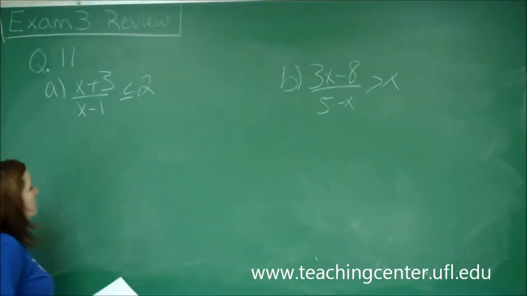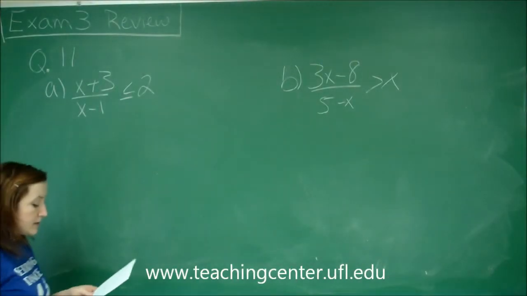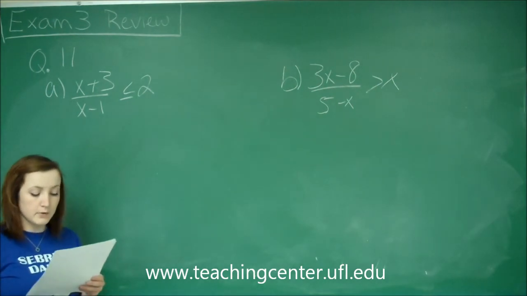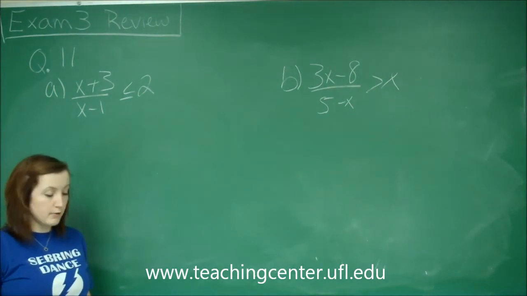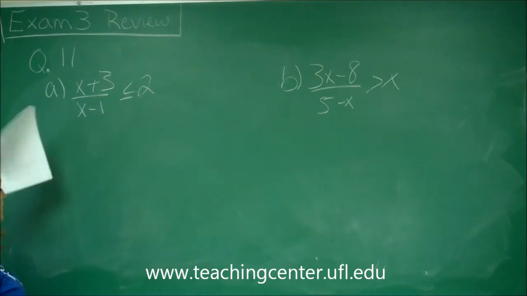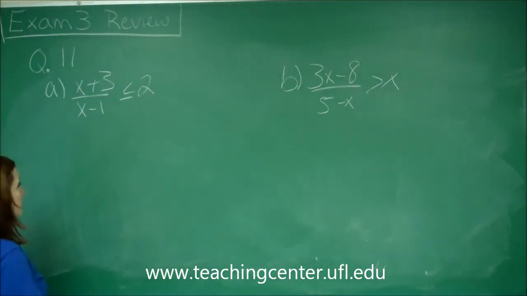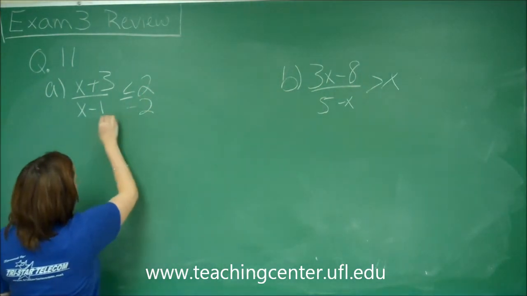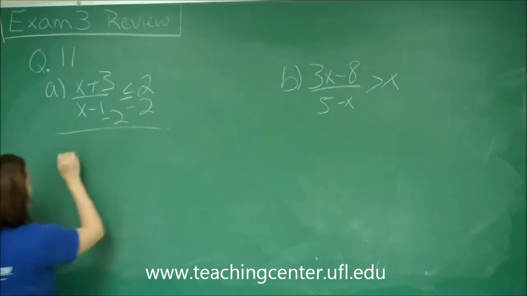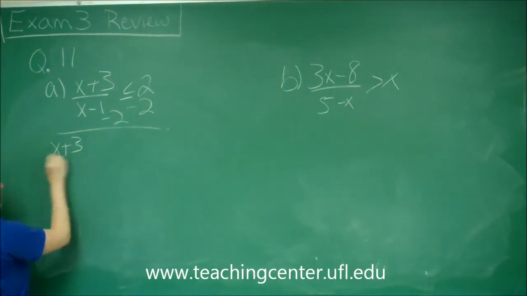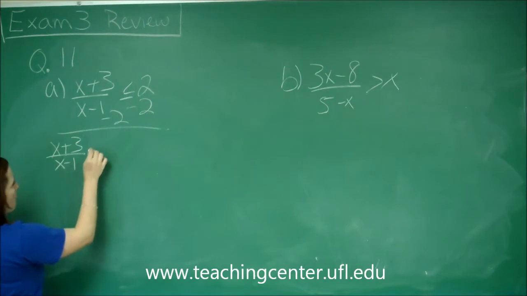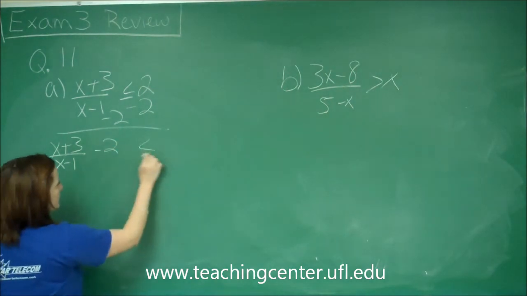So this is question number 11, and it wants us to determine the test interval by using a number line or sign chart, and then we're going to solve the inequality. So we first need to get all our terms to one side. I'm going to do that for part A by subtracting 2 from each side. So that gives me (x + 3)/(x - 1) - 2 is less than or equal to 0.